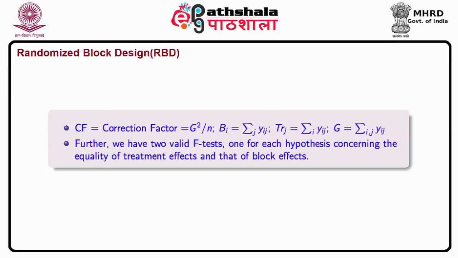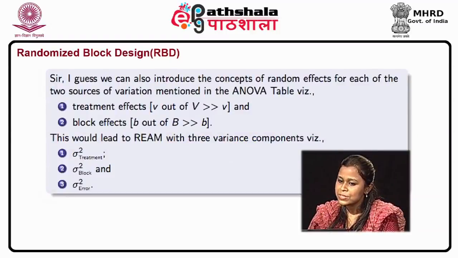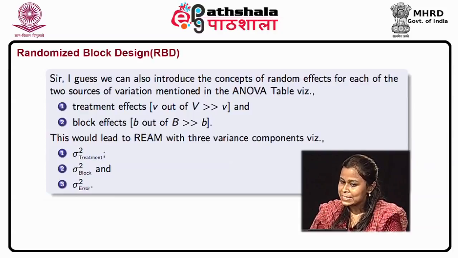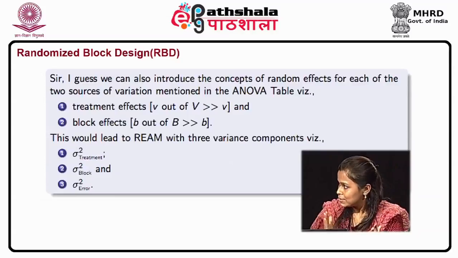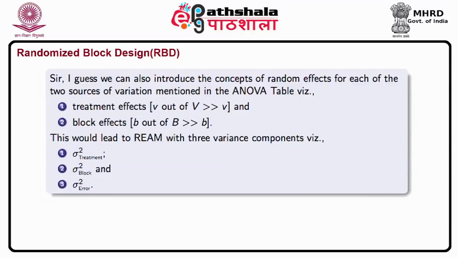Sir, I guess we can also introduce the concepts of random effects for each of the two sources of variation mentioned in the ANOVA table. That is, the first one is treatment effects, that is small v out of capital V, which is much more than small v, and the block effects, that is small b out of capital B, which is much more than small b. So looks like you are contemplating a situation where the number of treatments available would be a larger pool, and what we are taking in our experiment is a smaller subset of that. Or it could be in terms of the number of blocks. That's what you are saying.